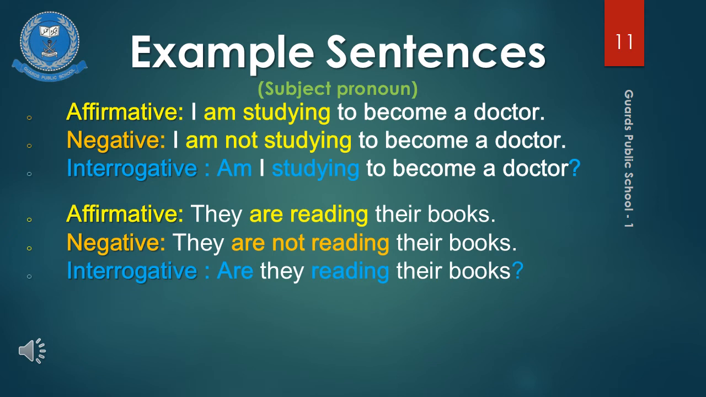Sentence number 2. Affirmative. They are reading their books. Negative. They are not reading their books. Interrogative. Are they reading their books? This sentence shows an ongoing action. Here we have they as our subject and it is plural, so we have used are as helping verb.